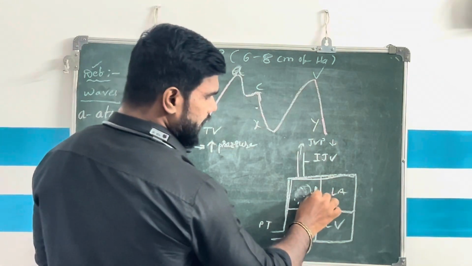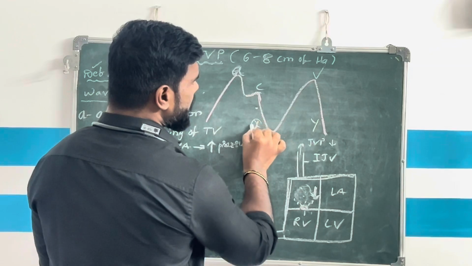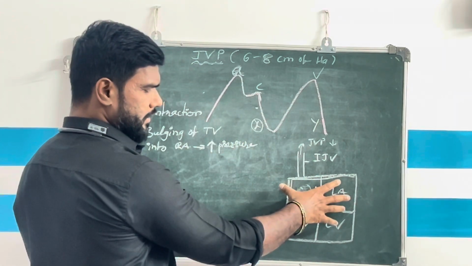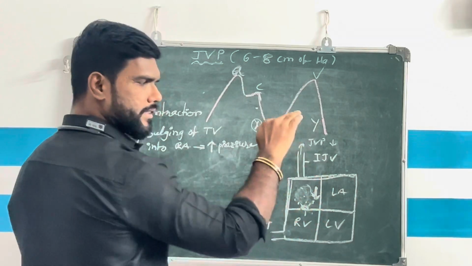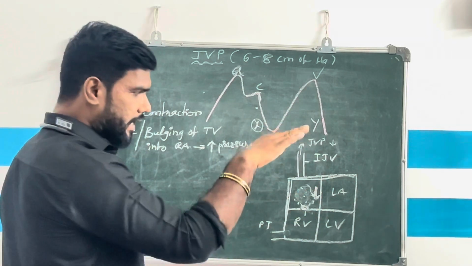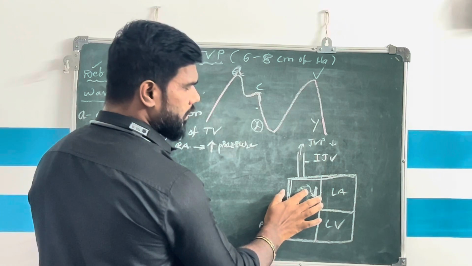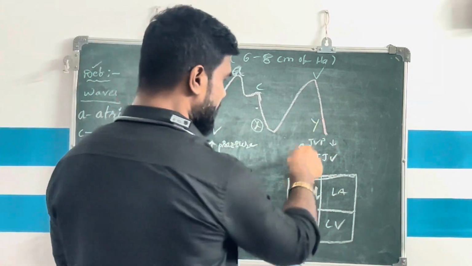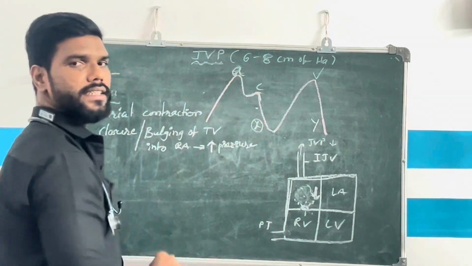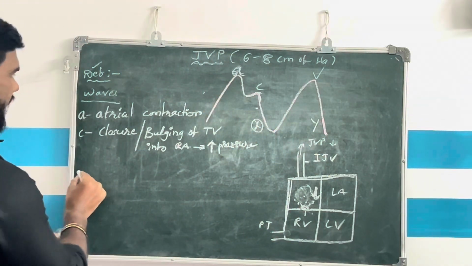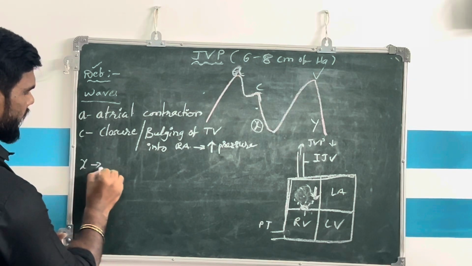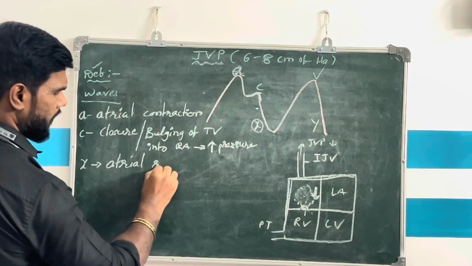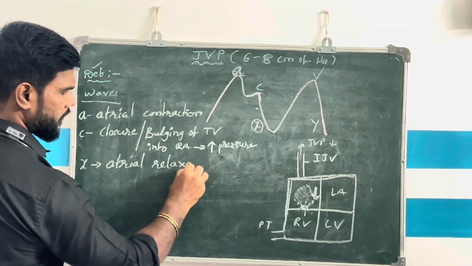So this is indicated by the X wave. During the atrial relaxation, the pressure in the right atria is decreased. The decreasing pressure in the right atria leads to decreasing pressure in the internal jugular vein. That produces the X descent. X means atrial relaxation, simple, atrial relaxation.